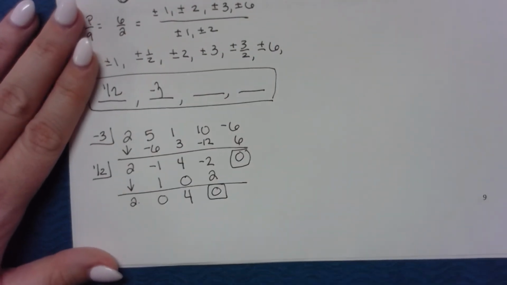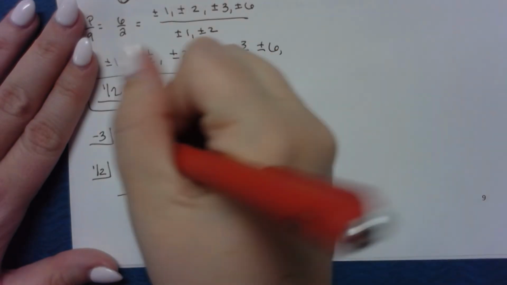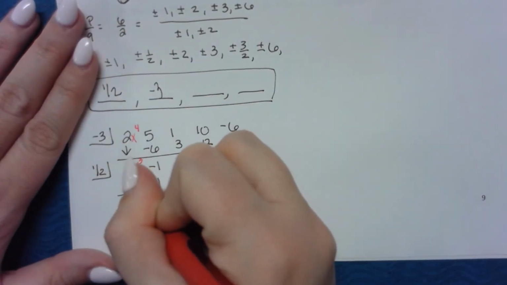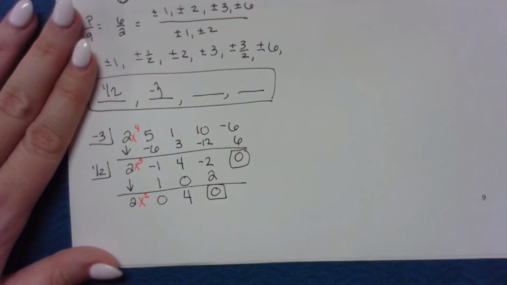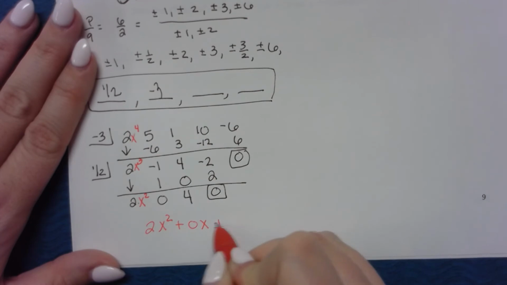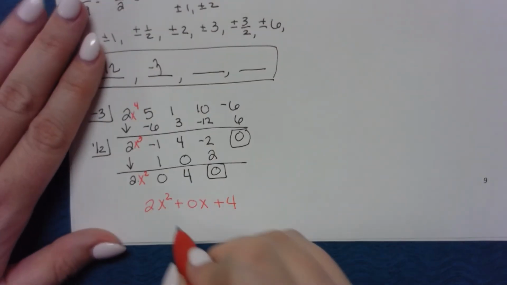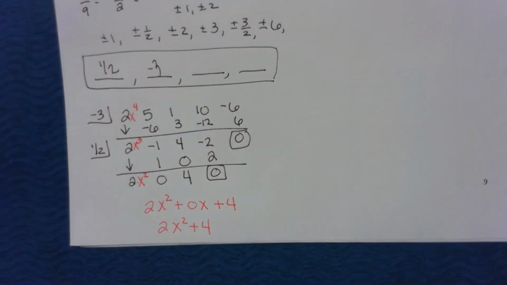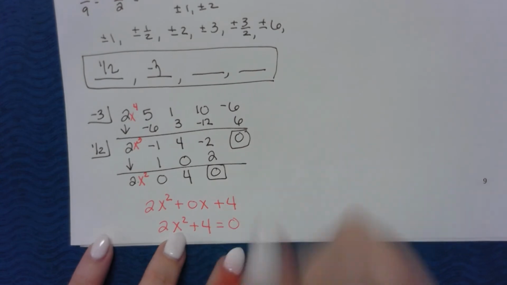Keep in mind, this was x to the 4th, so when we divided, we got x cubed, then we divided again, now we're at an x squared. So we've got 2x squared plus 0x plus 4, which is really just the same thing as 2x squared plus 4. Now, we can't factor this. We could do quadratic formula, but we actually have an easier way to solve this one if we just set it equal to 0.